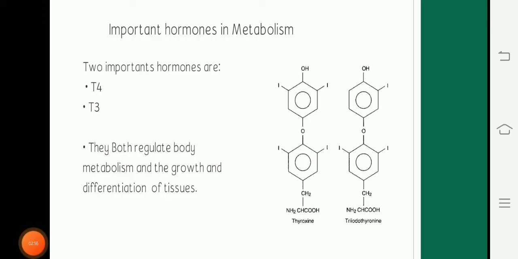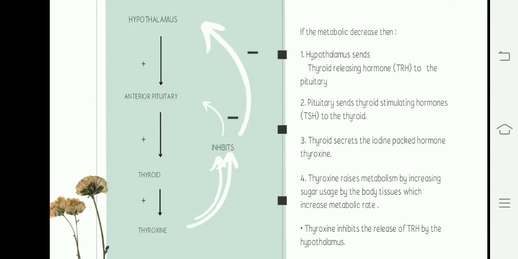There are two important hormones in metabolism. First, the T4 or thyroxine. Second is triiodothyronine. They both regulate body metabolism and the growth and differentiation of tissues. If the metabolic rate decreases, then the hypothalamus sends thyroid releasing hormone or TRH to the pituitary. Second, the pituitary sends thyroid stimulating hormone to the thyroid.